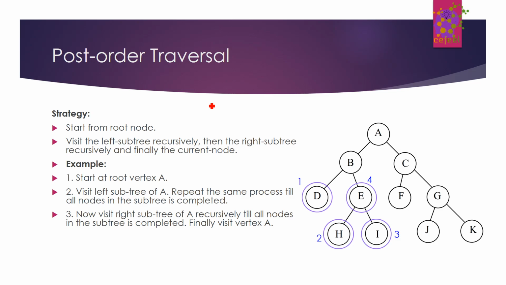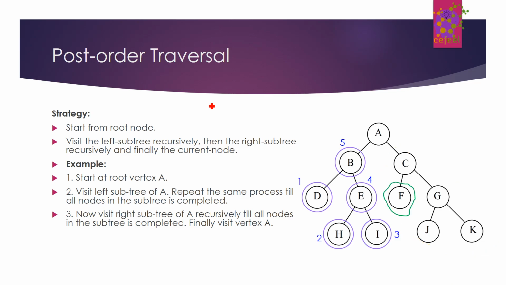Now B's left subtree and right subtree are complete, so we can visit B now. B is the fifth node to be covered. So coming back, we'll return to A, but notice A's right subtree is not yet covered, so we cannot cover A. We'll go to its right subtree first, and we'll apply the same post order strategy to the subtree.